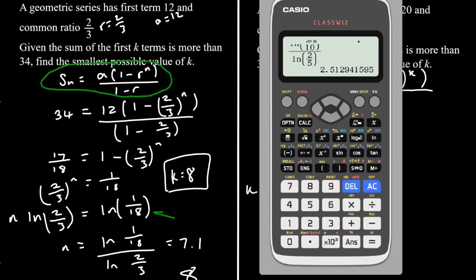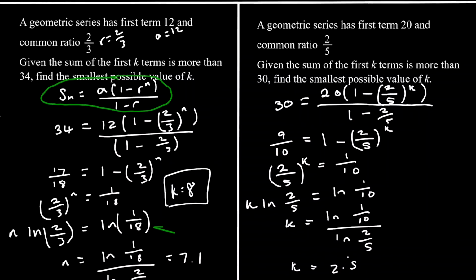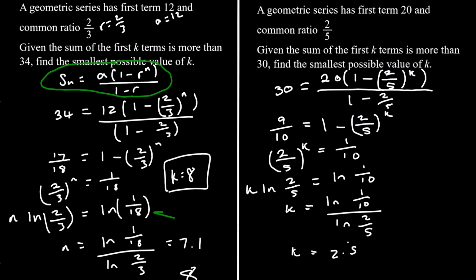And we get 2.5. So at 2.5 terms, it's equal to 30. So the smallest thing k can be is 3.